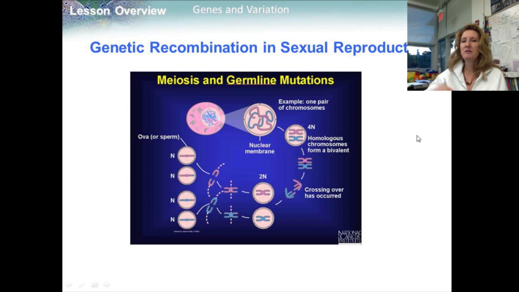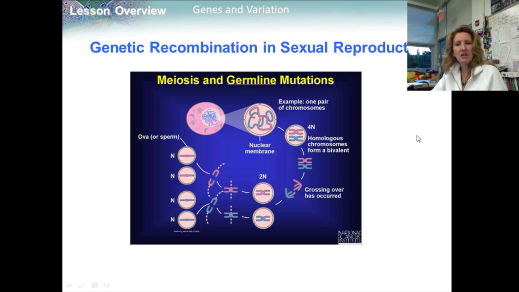So, most inheritable differences are due not to mutations but to genetic recombination during sexual reproduction. Meiosis again. Each chromosome in a pair moves independently during meiosis. Remember, you get some of your moms and your dads in this cell and some of your moms and your dads in that cell. So in humans who have 23 pairs of chromosomes, this process can produce 8.4 million gene combinations.